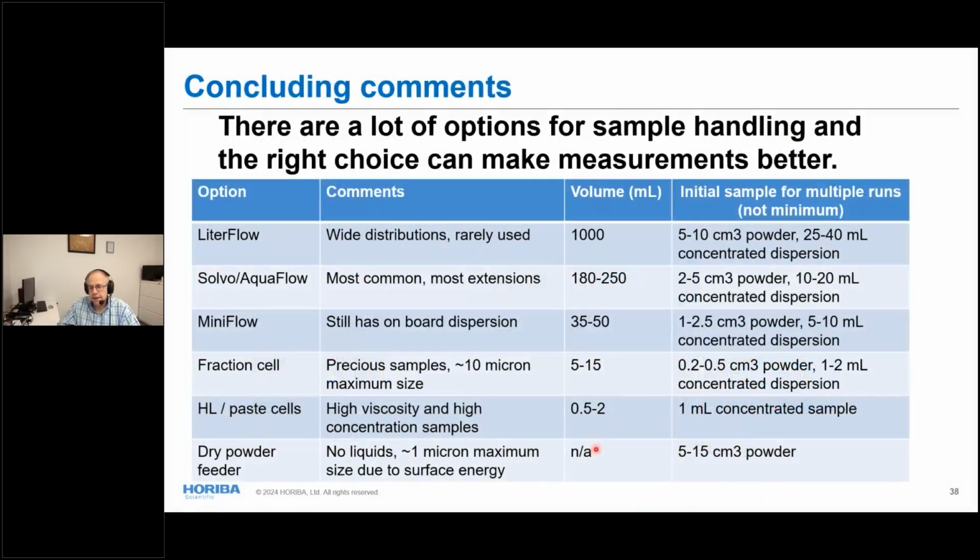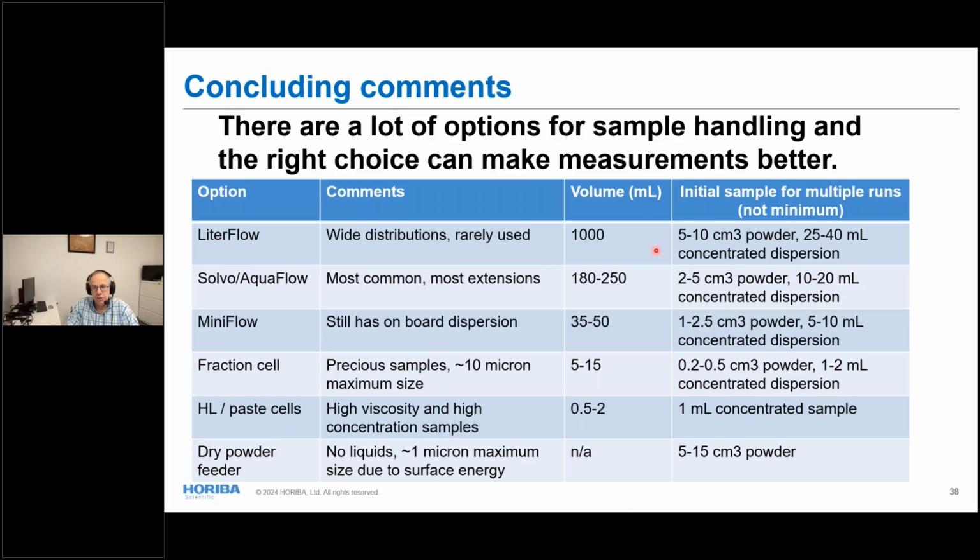Okay, so I hope I've kind of gone through the disperser options and other accessories for the LA960. And part of a good measurement is not just the optical bench, but getting the sample there in a way that is reasonable for you economically and gets you good data. Kind of quick summary, we have our probably least common, which is LV flow.